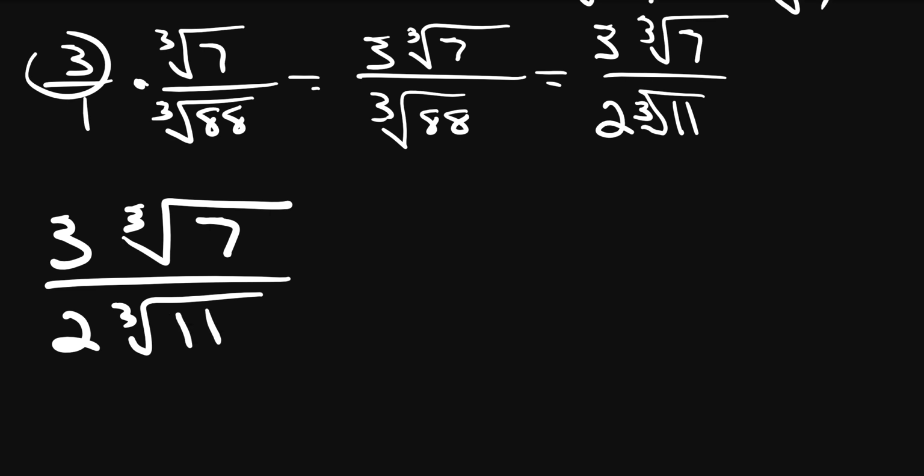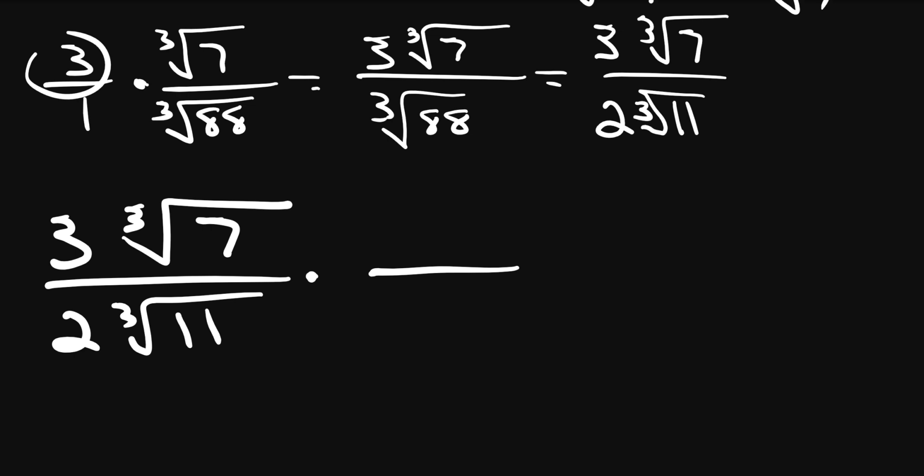And now my next job is to get rid of that radical sign in the denominator. And you can see why I wanted to get rid of the 88. I don't want to multiply by 88. That's too big of a number, so I shrink it down a little bit. Now I have to rationalize the denominator.